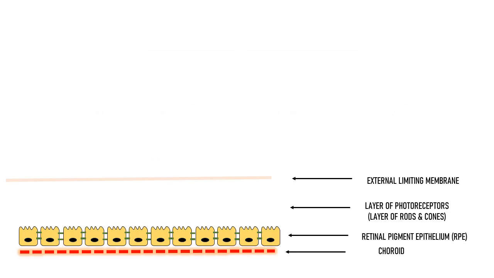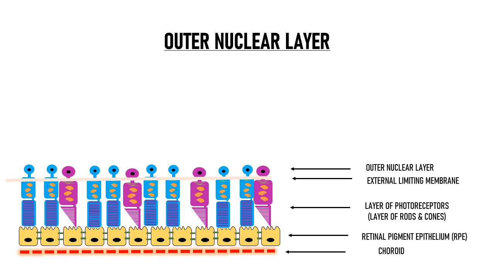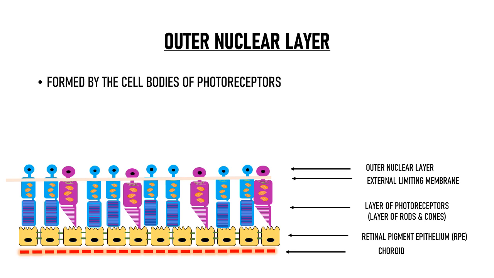So the inner segments of rods and cones pass through this external limiting membrane to reach their cell bodies. These cell bodies of the photoreceptors are present in the next layer, which is the outer nuclear layer. So the fourth layer of retina is the outer nuclear layer, which is formed by the cell bodies of photoreceptors, and as we just learned, these cell bodies contain the nuclei of these photoreceptors. So outer nuclear layer is nothing but the nuclei of rods and cones.